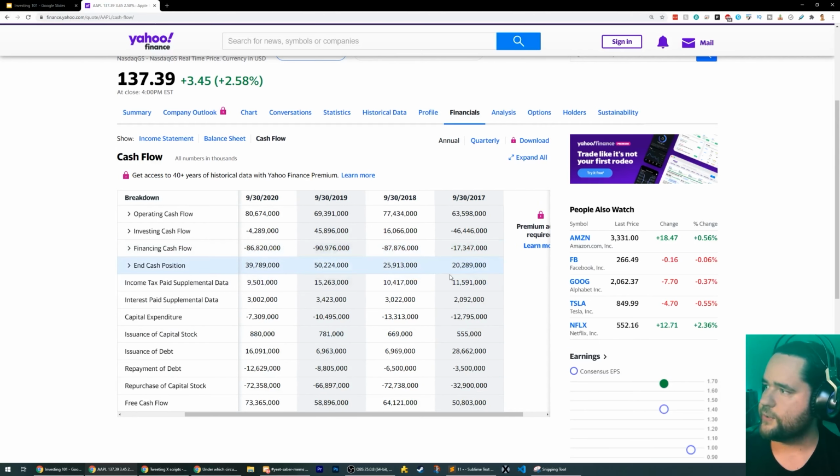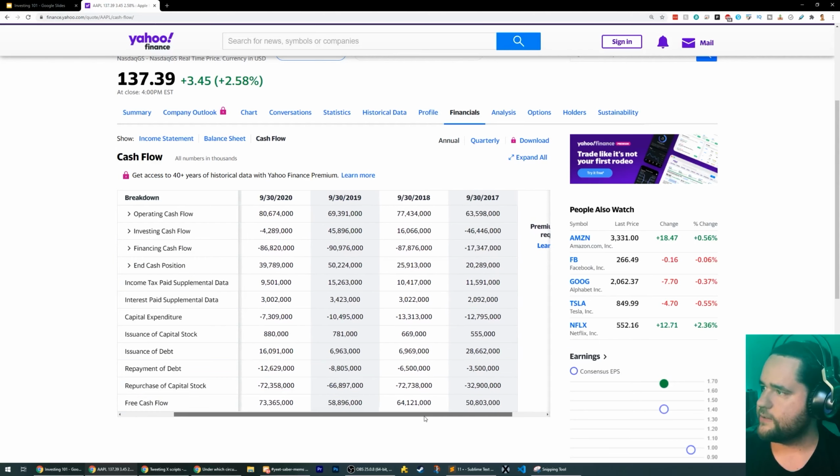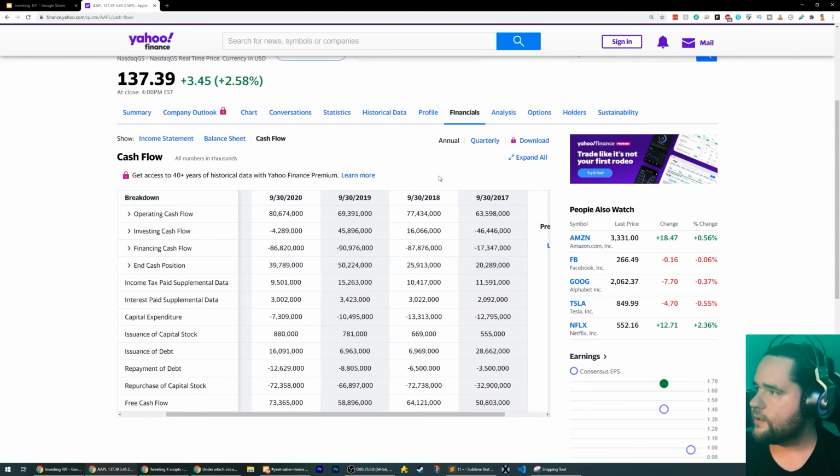So this is how much total assets they have at the end of each of these years, or at the end of each of these periods. This is the annual report, so it's the end of each period. So we have 20 billion, 25 billion, 50 billion, 39 billion. So they have a healthy amount of cash here.